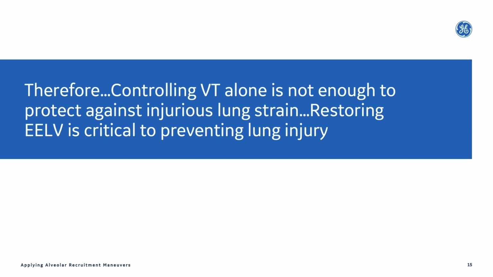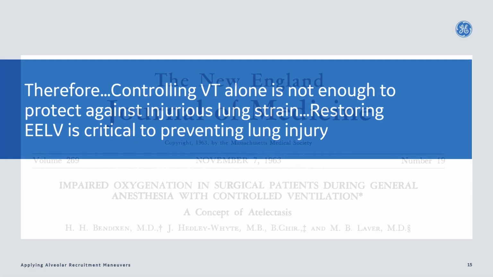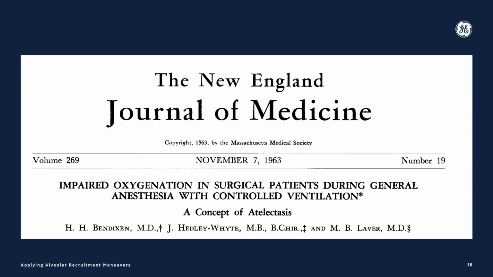While the application of stress and strain calculations to intraoperative pulmonary mechanics is a relatively recent addition, it was evident from the early days of mechanical ventilation that impaired oxygenation occurred frequently and progressively during general anesthesia. In 1963, Ben Dixon and colleagues published this paper in the New England Journal of Medicine. In this paper, they introduced the concepts of atelectasis and progressive hypoxemia that occurs during prolonged general anesthesia.